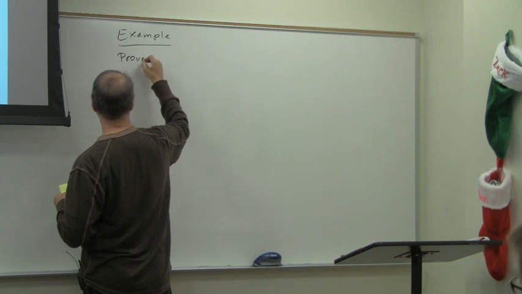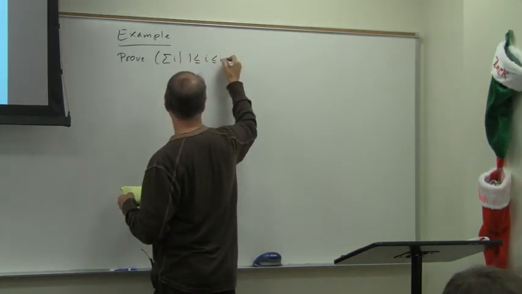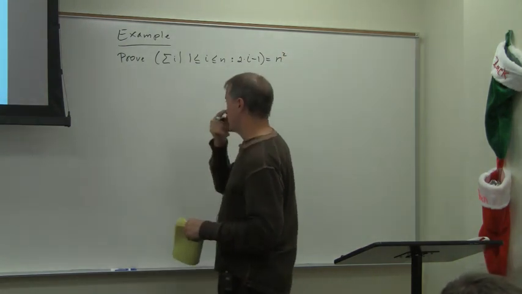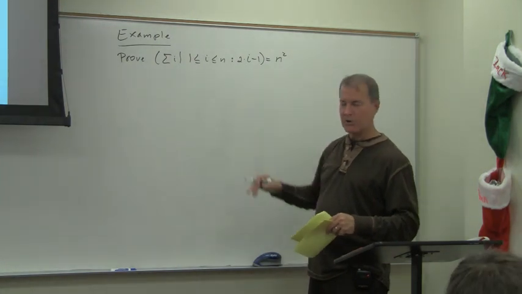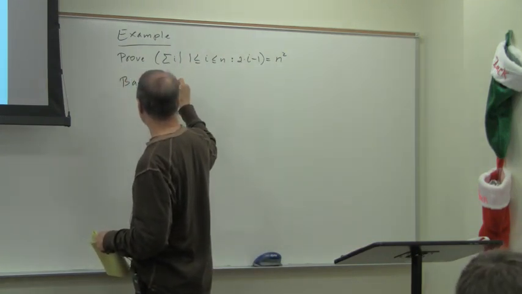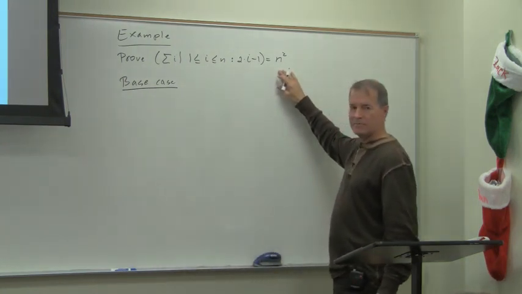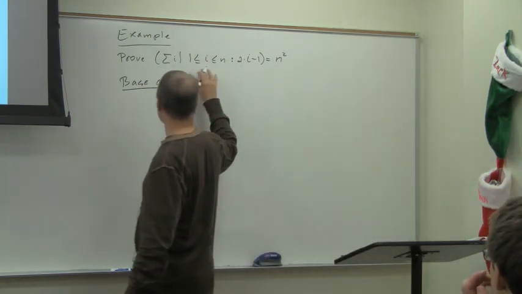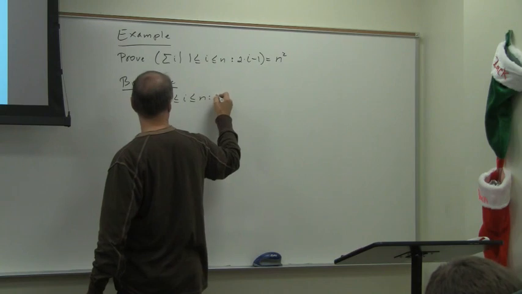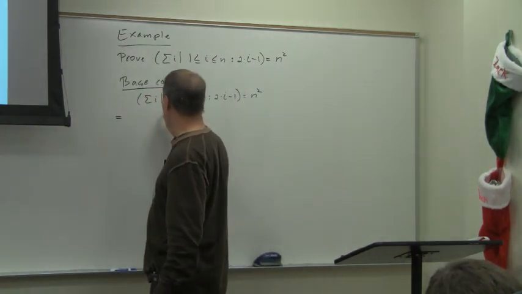Let's prove the sum over i, 1 less than or equal to i less than or equal to n, of 2 times i minus 1, equals n squared. This is the one that we started with. Here is the format you have to use. First you have to write the base case. This is what we're trying to prove, so let's write it down: the sum over i, 1 less than or equal to i less than or equal to n, of 2i minus 1, equals n squared. And we say equals, and now we invoke the base case.